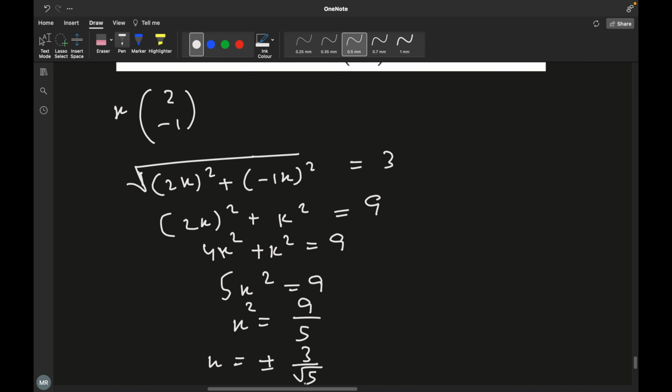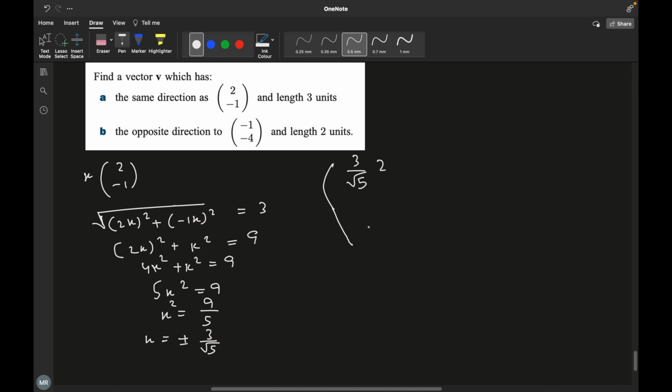So we have to find the vector v, right? And therefore it's going to be (3 by root 5) times (2, -1). We can't write k as -3 by root 5 because that means it's going to go in the opposite direction. So therefore we have to reject the possibility of -3 by root 5. Therefore, this is our final answer.